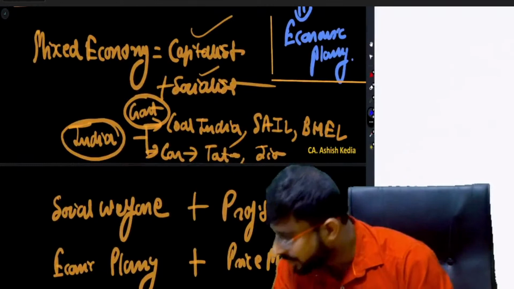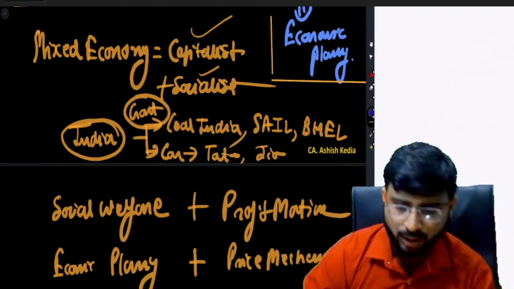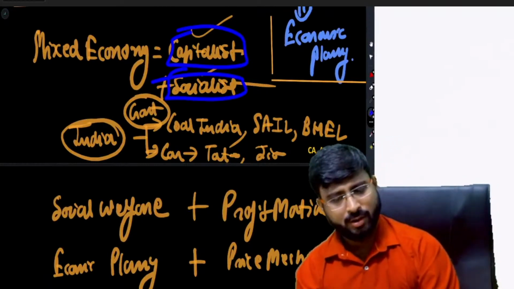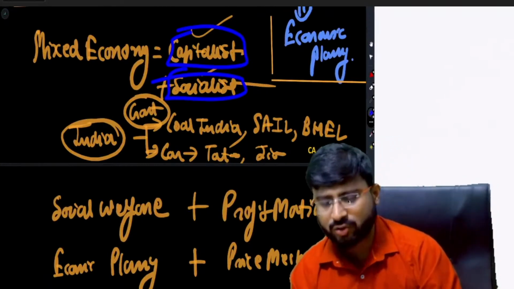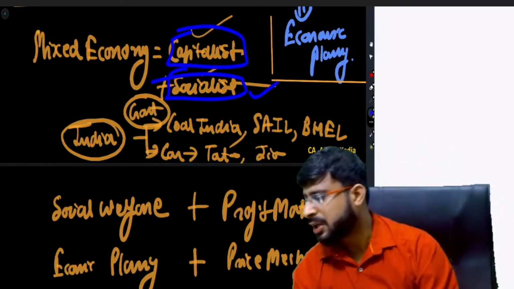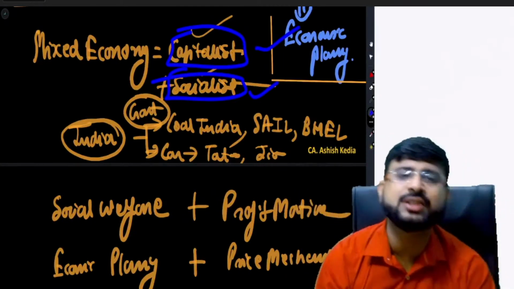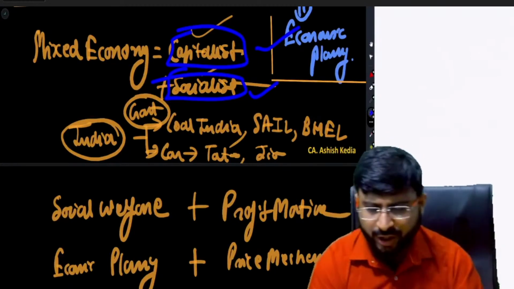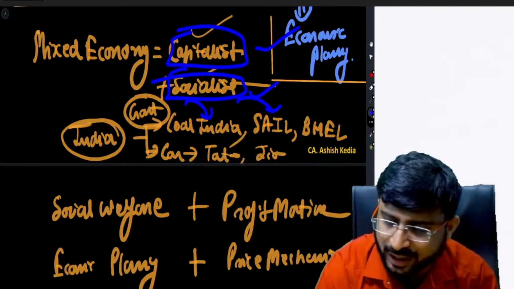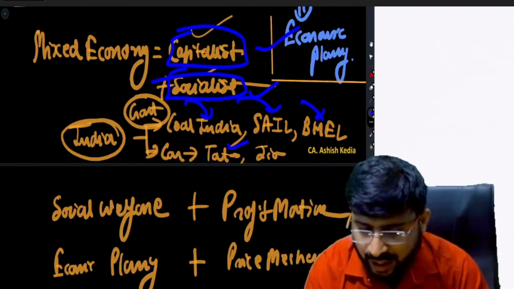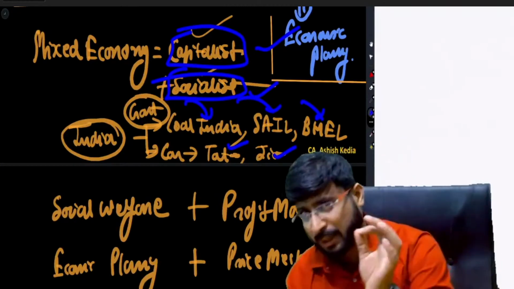It is an economy that has the features of both capitalist and socialist economy. It means here the government will also own resources, and at the same time, private businesses will also own resources. Our country, India, is an example of mixed economy, na? Where the government owns companies like Coal India, SAIL, BHEL, etc., while Indian brands like Tata, Jio, etc., are under private ownership.